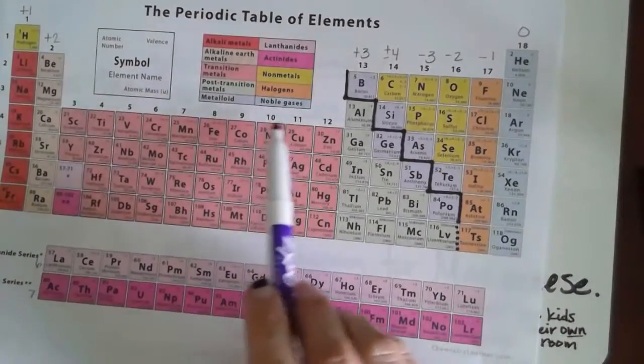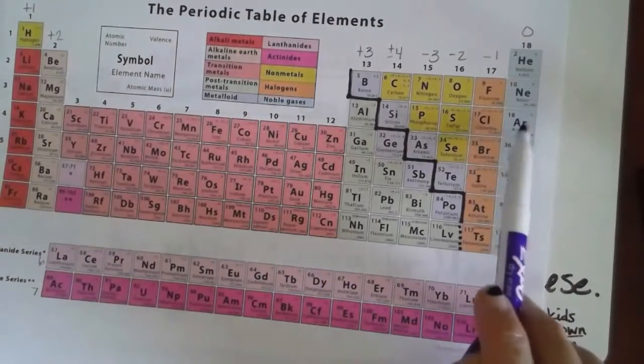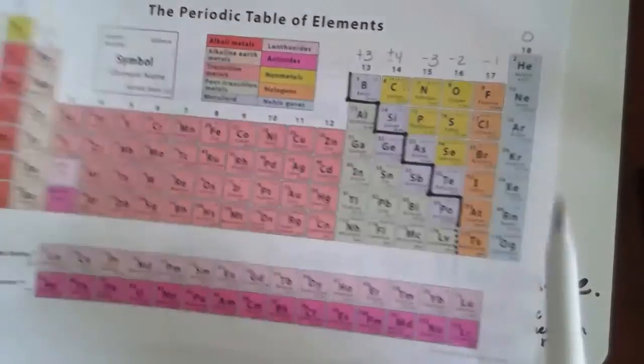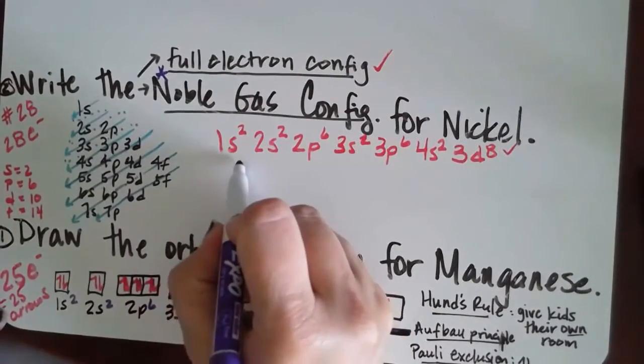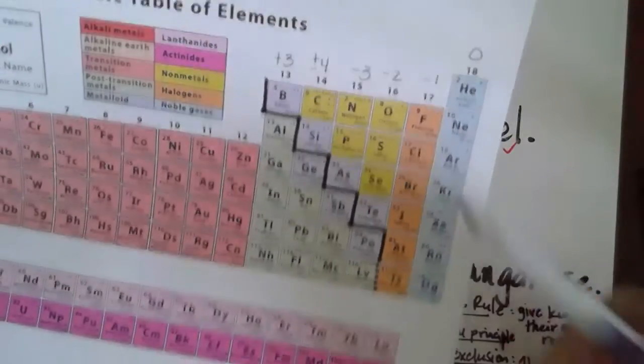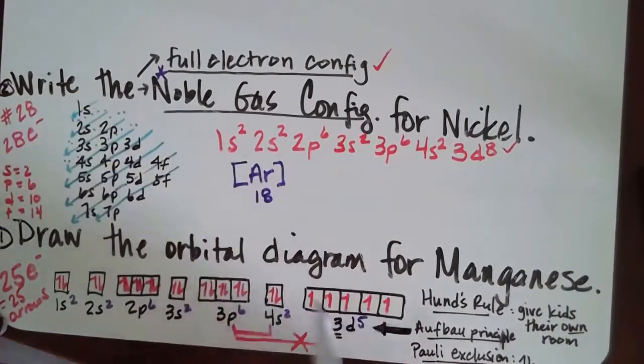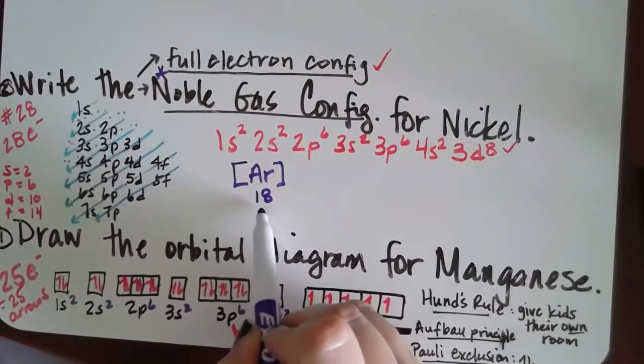What noble gas did I have to go through to get to nickel? The last noble gas is argon. That's 18. So I'm going to put in brackets Ar. Now, as I just said, that accounts for 18 electrons. So I'm going to put 18 right here, just so that I don't forget. That accounts for 18 electrons.